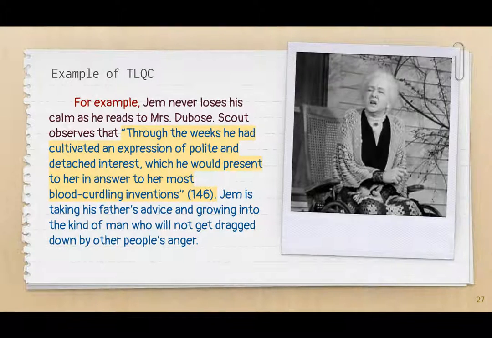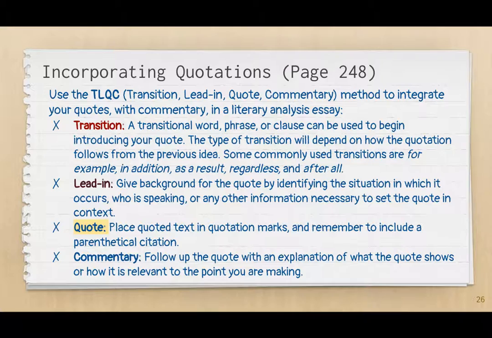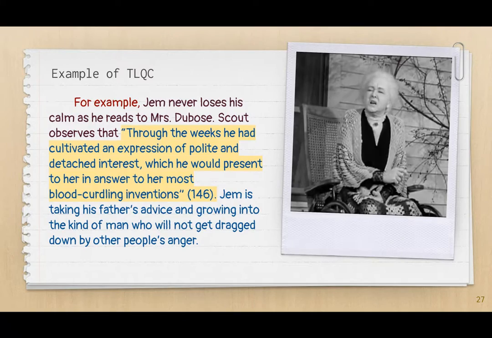So here's an example. Jem never loses his calm as he reads to Mrs. DeBoe. Scout observes that, "Through the weeks, he had cultivated an expression of polite and detached interest, which he would present to her in answer of her most blood-curdling inventions." The "for example" was our little transition, and then we had our lead-in, Jem never loses his calm. Then we have the quote, and then we have your own analysis. You can see that just the highlighted portion is the stuff from the book, and then your own words are making a nice little sandwich around it.